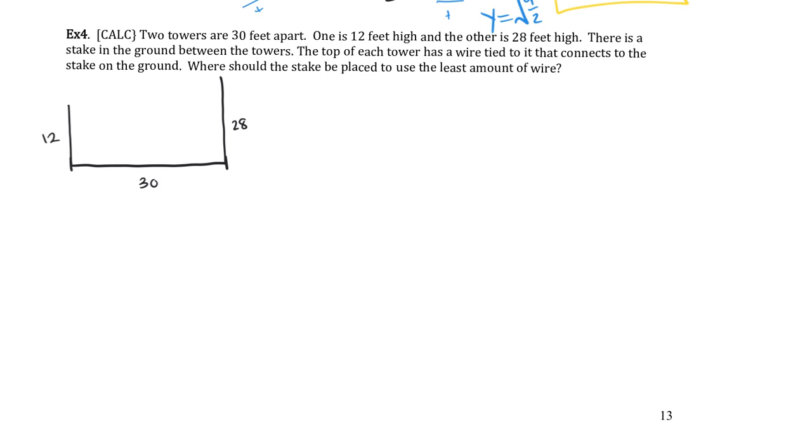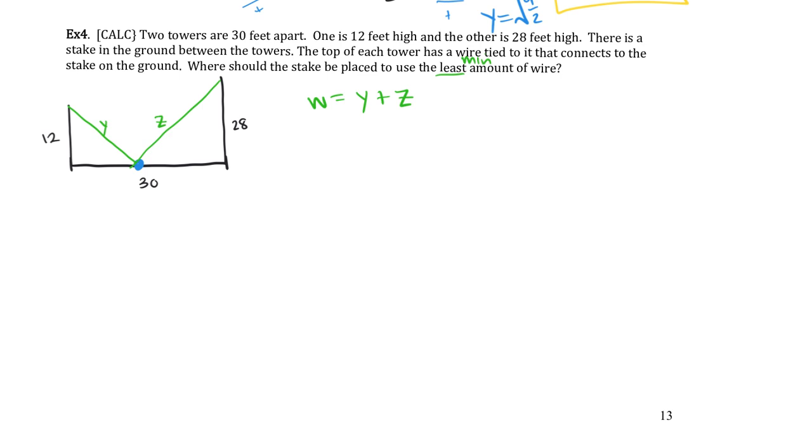There's a stake on the ground between the two towers. It doesn't say it's in the middle, it's just somewhere in there. The top of each tower has a wire tied to it that connects the stake to the ground. Top to stake, top to stake. The green is the wire. Where should the stake be placed to use the least amount of wire? Okay, so I'm going to call this Y and call this Z. So the wire is going to be the distance of Y plus Z, and I want the least amount of wire. I want to minimize the wire.